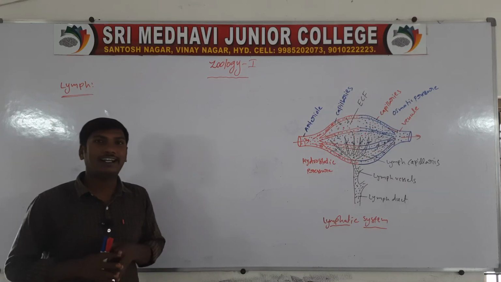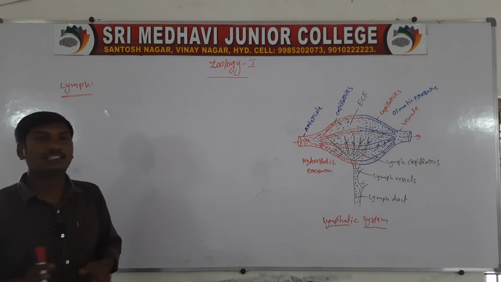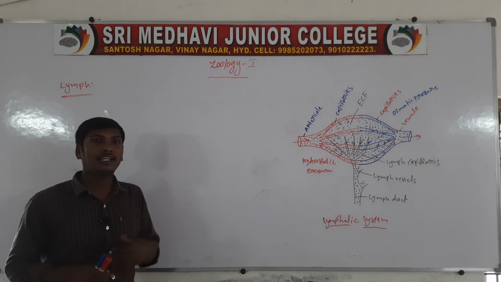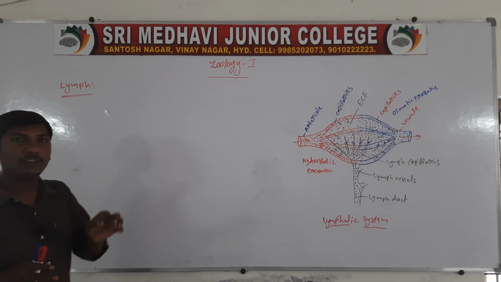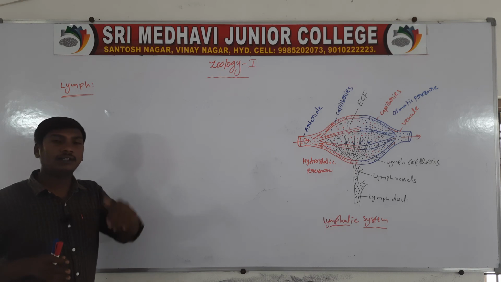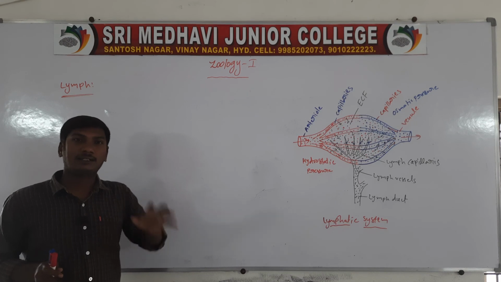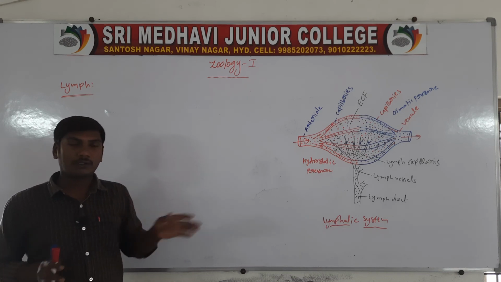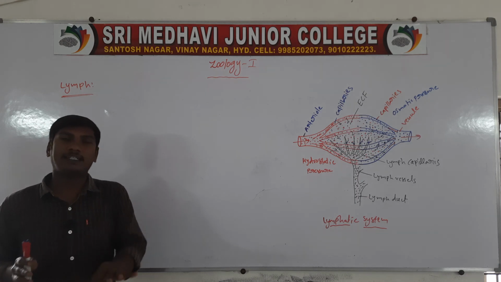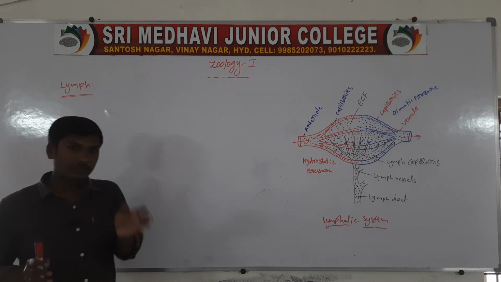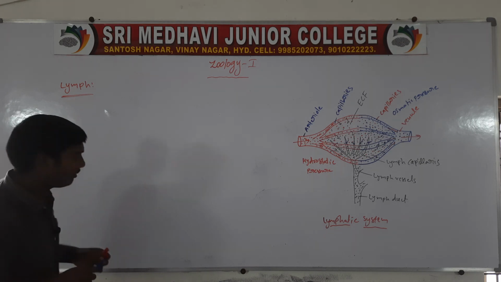Today's topic is lymph. In the previous class we discussed red blood cells, white blood cells, and platelets. So today we discuss the lymph. Lymph is a part of the blood, the fluid connective tissue. The fluid connective tissue includes plasma, platelets, and the lymph. The formed elements are red blood cells, white blood cells, and platelets, so they are completed. Today we discuss the lymph.